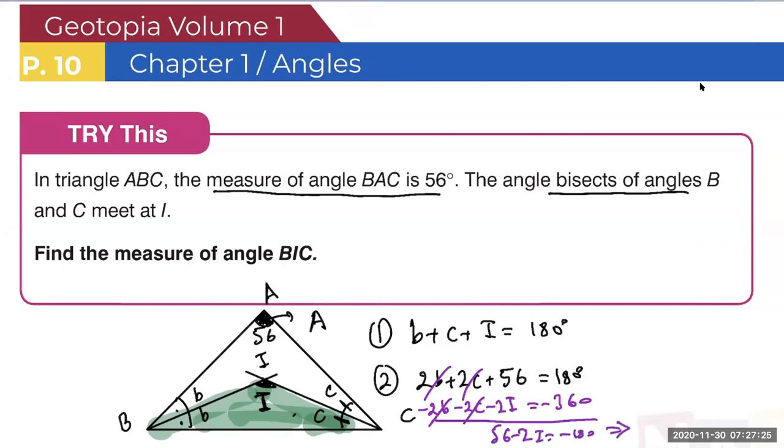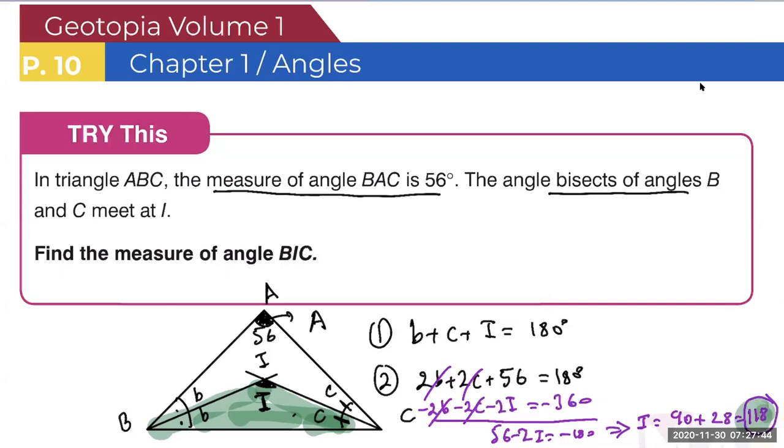Then 2i would be just 90 plus 28. I divided everything and it's going to be 118 degree. So this is 118 degree.